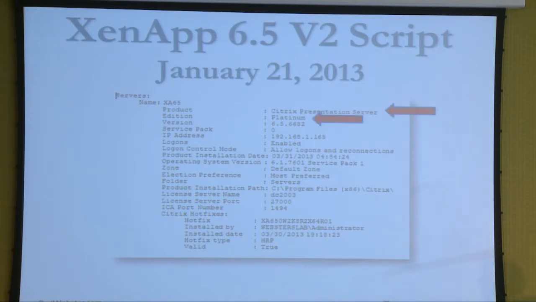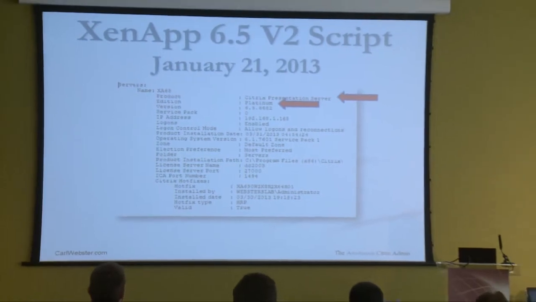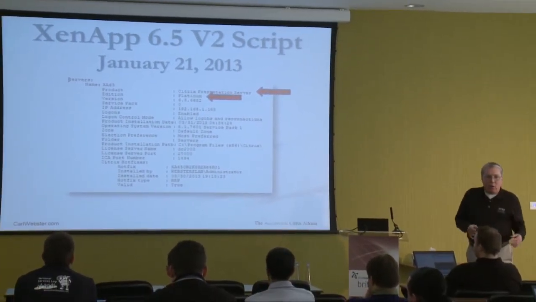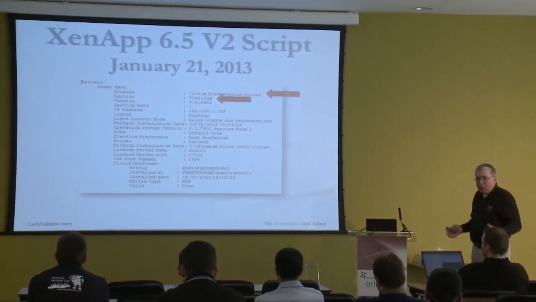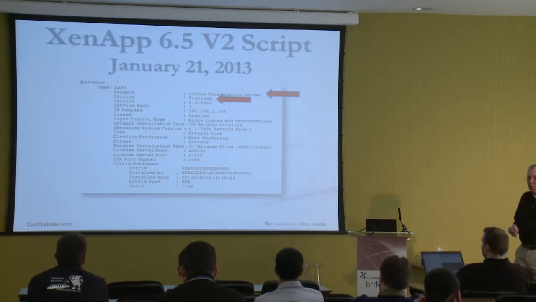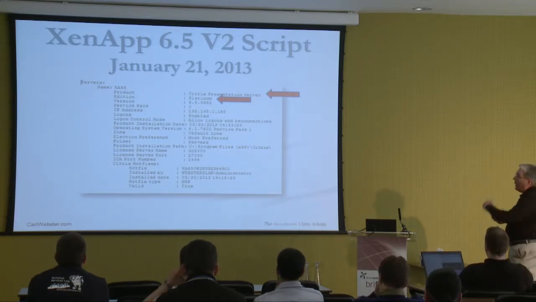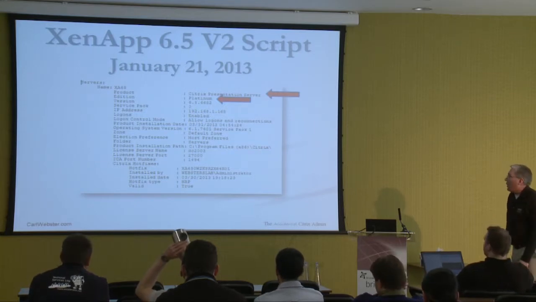You'll notice that the product and edition are now on different lines, making it a little bit easier to read. And then things that didn't return any information, like server FQDN, is the print server healthy, what's your RDP port, I just removed all that from the script. If it's not going to return anything, why clog up the code with that script and why clog up the document?